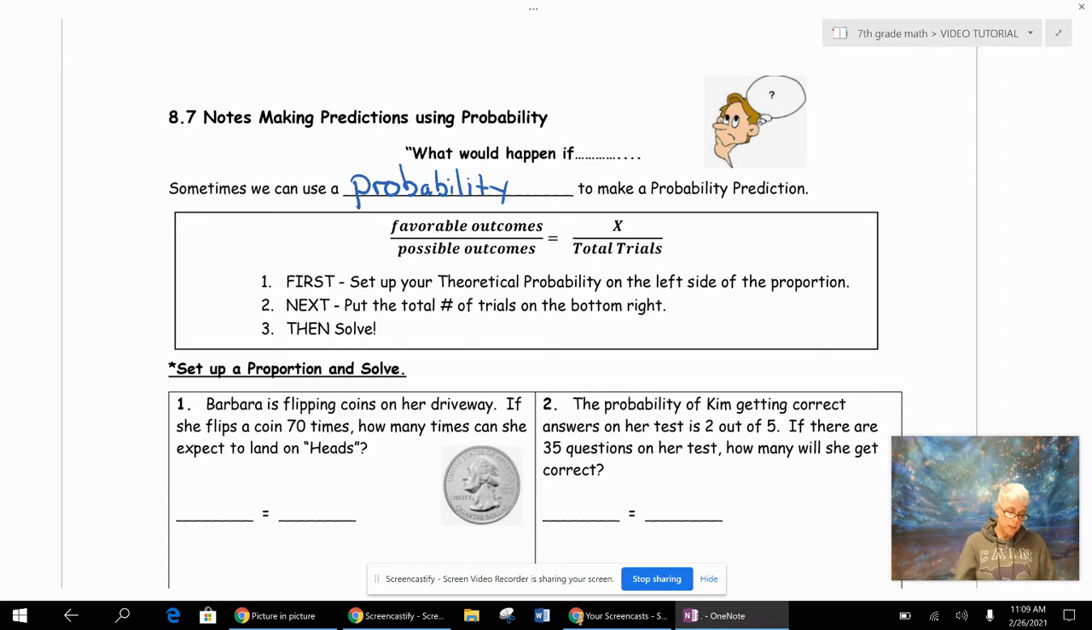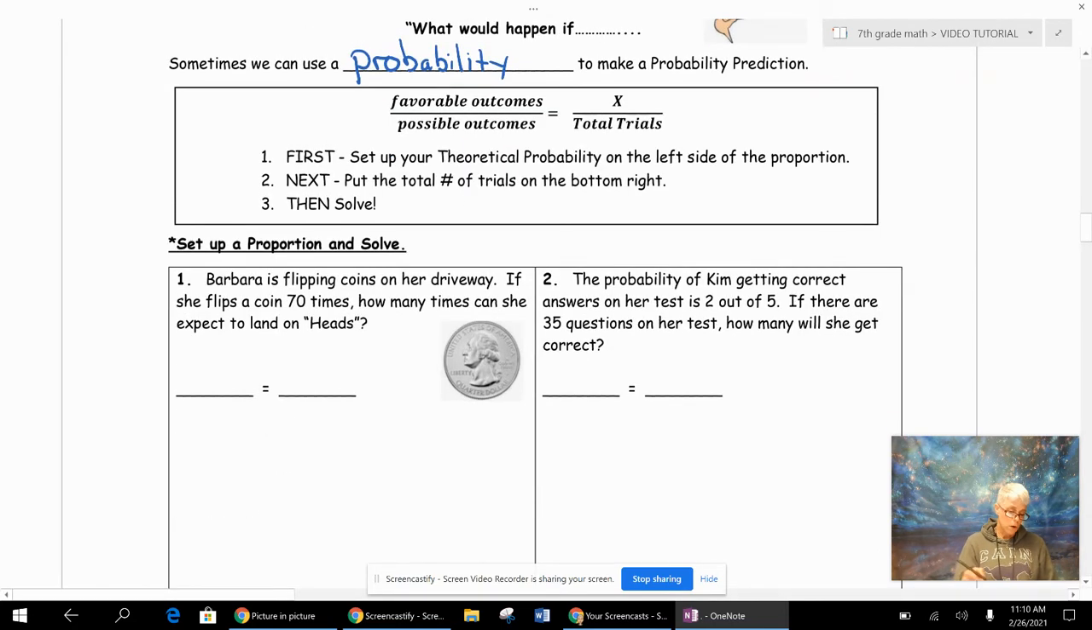All right, so first we're going to set up your theoretical probability on the left side of the proportion. Next, put the total number of trials on the bottom right, and then we will solve. So here's the first one. Barbara is flipping coins on her driveway. If she flips a coin 70 times, how many times can she expect to land on heads?